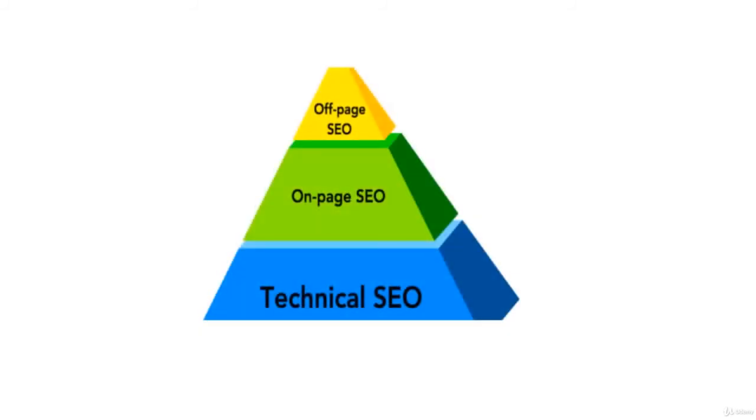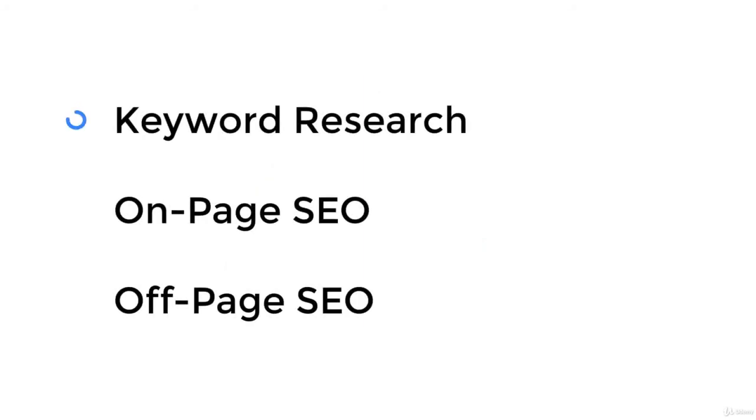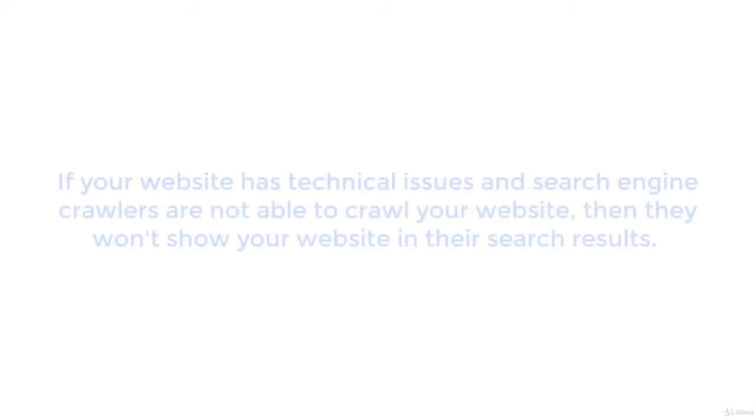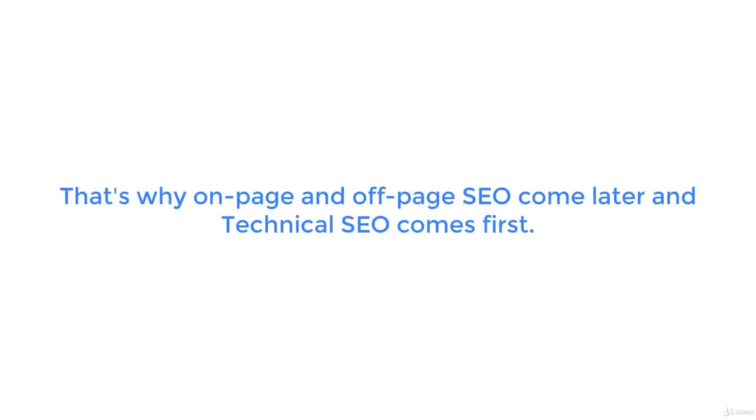Moreover, technical SEO is the first step in the whole SEO process. Other things that are important in SEO are keyword research, on-page SEO, and off-page SEO. But technical SEO comes before all of these. I've told you the reason for this. If your website has technical issues and search engine crawlers are not able to crawl your website, then they won't show your website in their search results. That's why on-page and off-page SEO come later and technical SEO comes first.